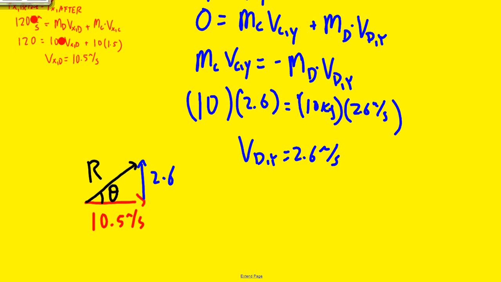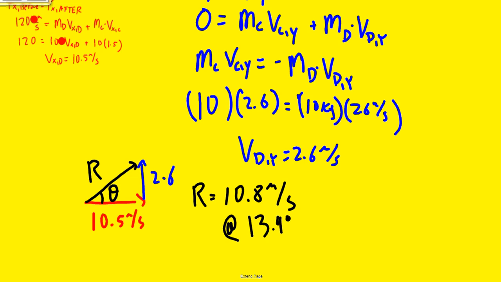Because I'm running out of time, we get the resultant velocity as the square root of the sum of the squares. You end up getting 10.8 meters per second at an angle of 13.9 degrees. And there's the solution to the problem.